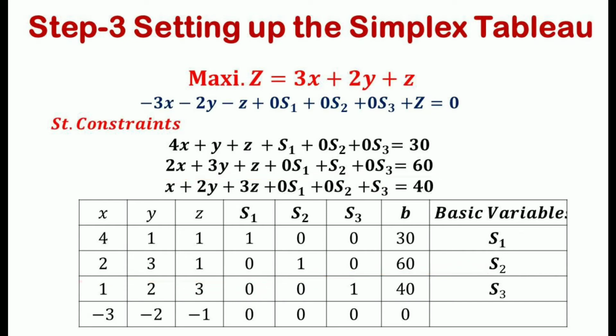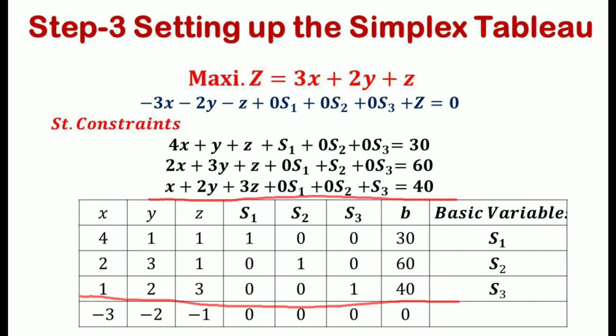So here the coefficient of x is equal to 2, coefficient of y is equal to 3, coefficient of z is equal to 1. Coefficient of S1 is equal to 0, coefficient of S2 is equal to 1 and the coefficient of S3 is equal to 0 and the B value is equal to 60 and the basic variable is S2.